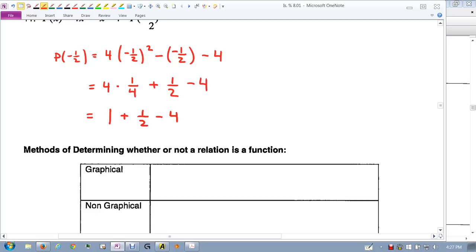What's 1 plus 1/2? 1.5 or 3/2. Common denominator, put those two together. Take away 4. What's 4 as a fraction with a 2 on the bottom? 8 over 2. What's 3 minus 8? Negative 5 over 2.